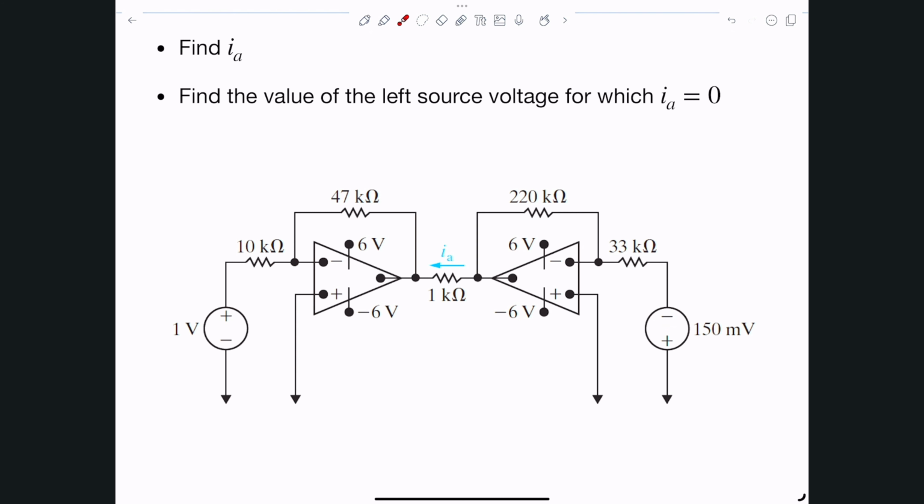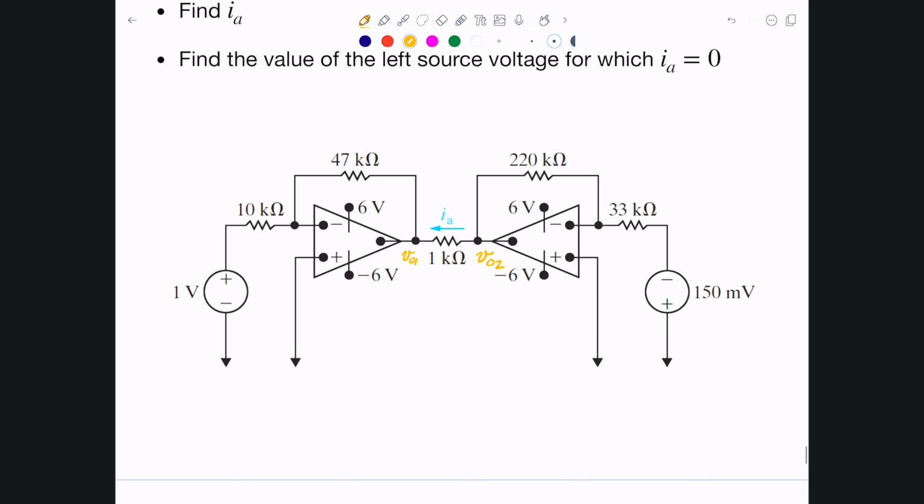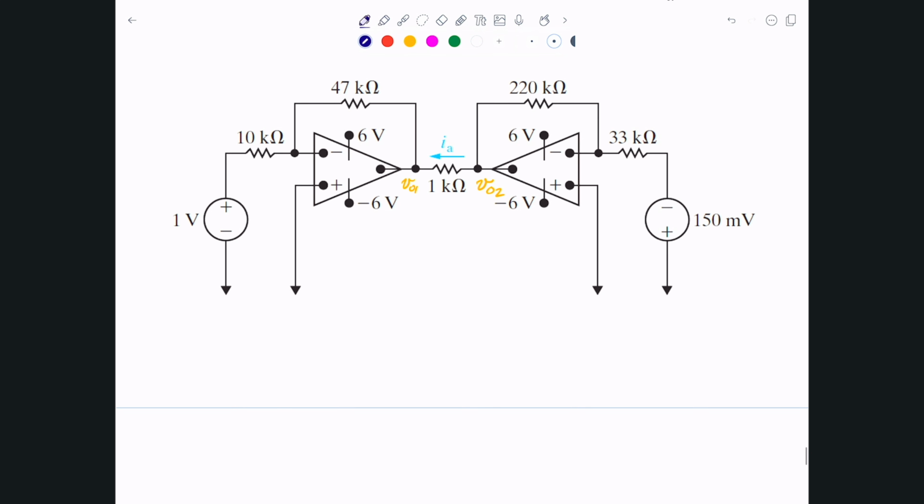So in order for us to figure out what the current flowing through this is, we need to figure out the voltages across it. For example, I can just say this is V output 1 and this here is V output 2. All I have to do is figure out V output 1 and V output 2 and just take the difference between them, so that we can figure out what the current is. So let's get started.